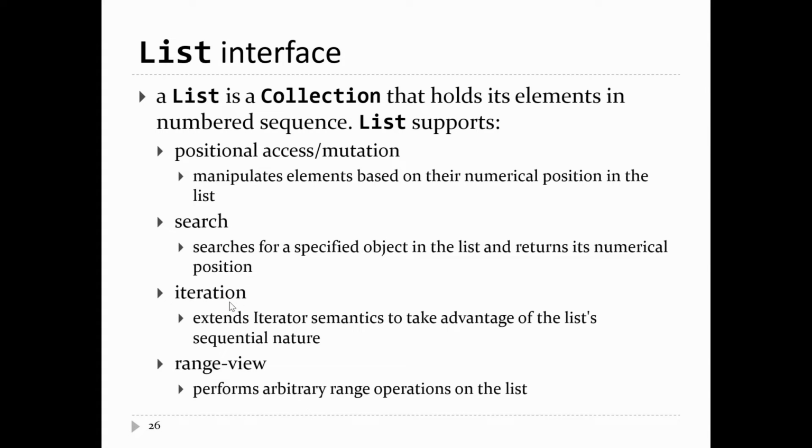Iteration we'll look at later, but for now, iteration just means that you can write a for each loop and loop over the elements of the list. Range view is what these range operations on the list are called. Sublist, for example, is one of the range view operations. I can take a sublist of a list and get part of the list out.